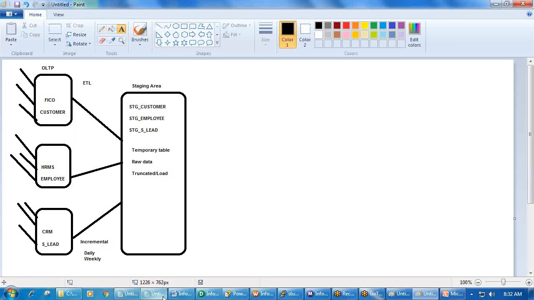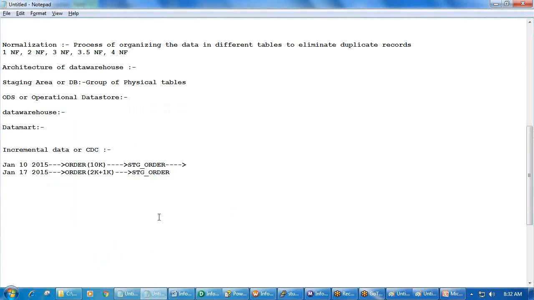Okay, I'm repeating what is incremental data. So you know that a transactional system means new transactions happen, right? You know what we mean by a transaction? You understand, right?